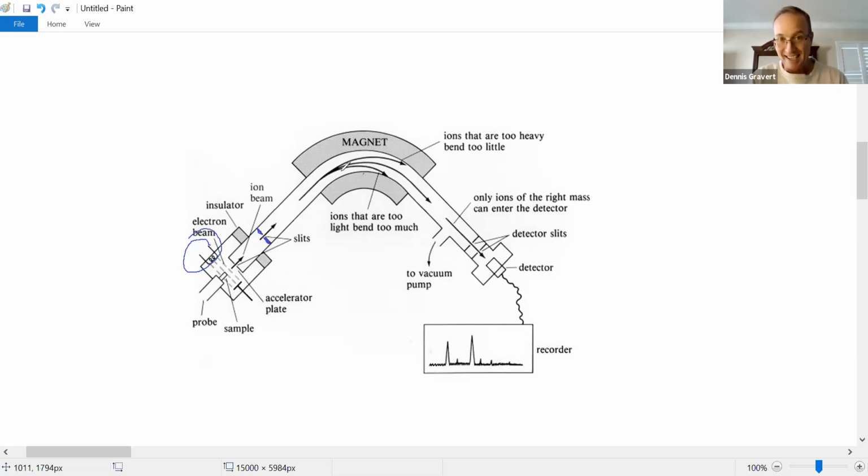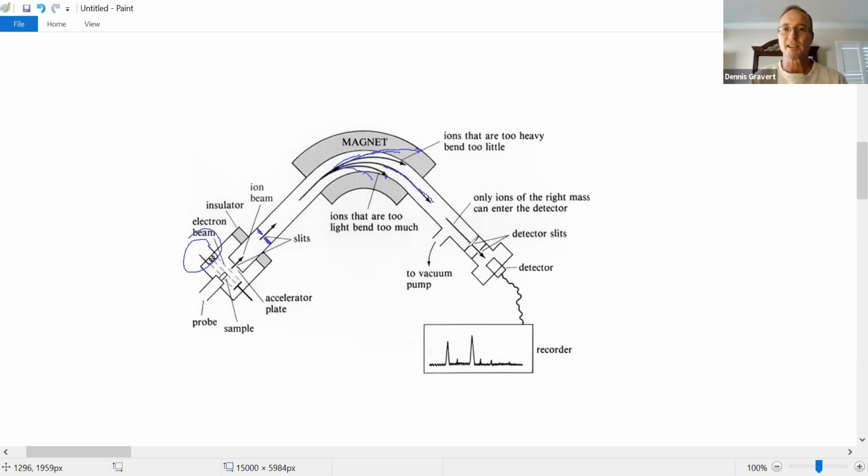And the key is if they're too heavy, it's like a big old Mack truck taking a turn too fast, it's going to fly off the side of the road. It's going to collide. If it's too light, it will turn too sharply and collide with the inside track. Only the exact right speed, right mass, right charge can actually navigate that turn perfectly.